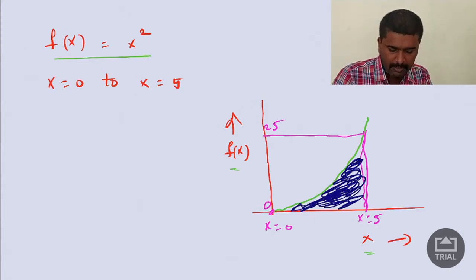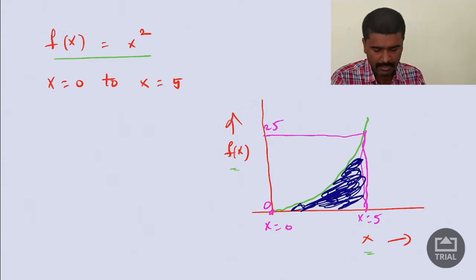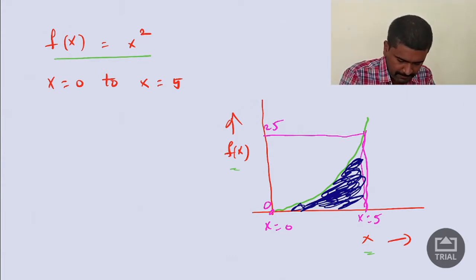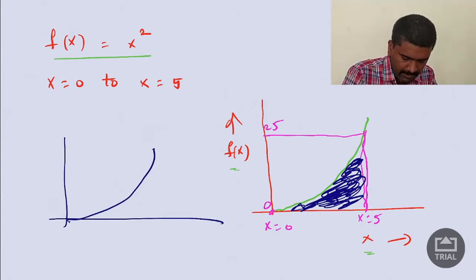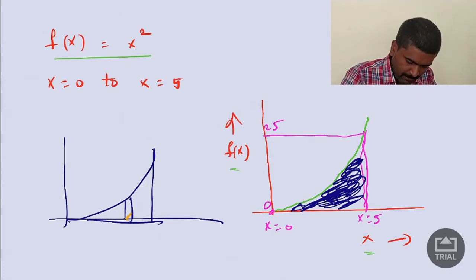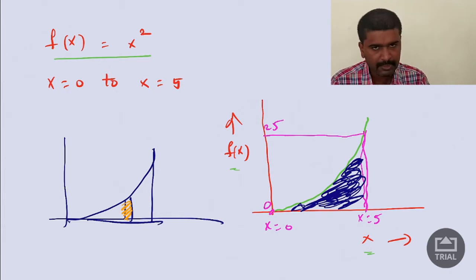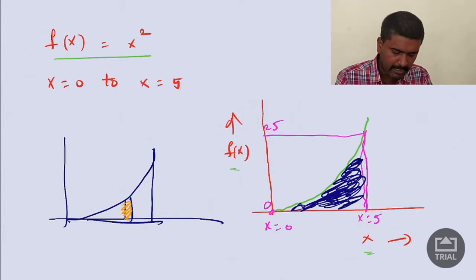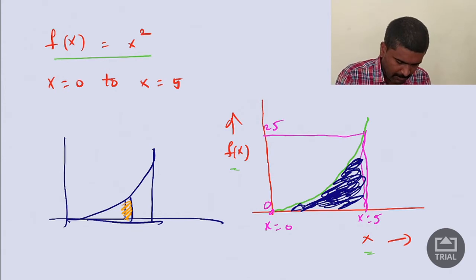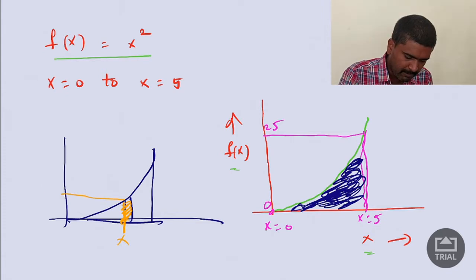To find the area under this part, first you have to divide the whole area into small pieces. Let us see how I do that. You have to divide the total area into small pieces like this, and then add the area of each piece. For example, at this point x value is x, then f of x is x square.